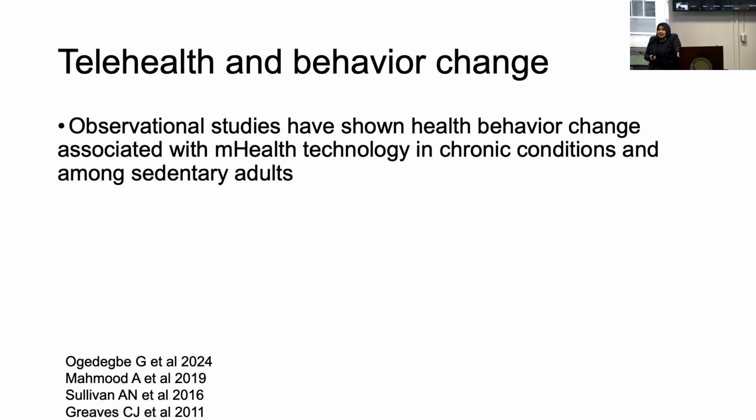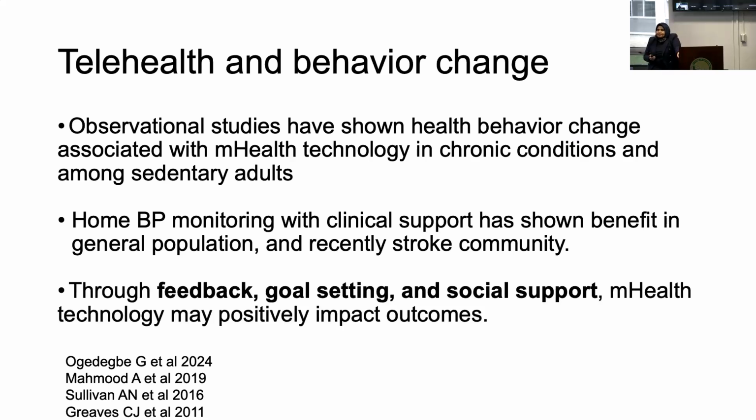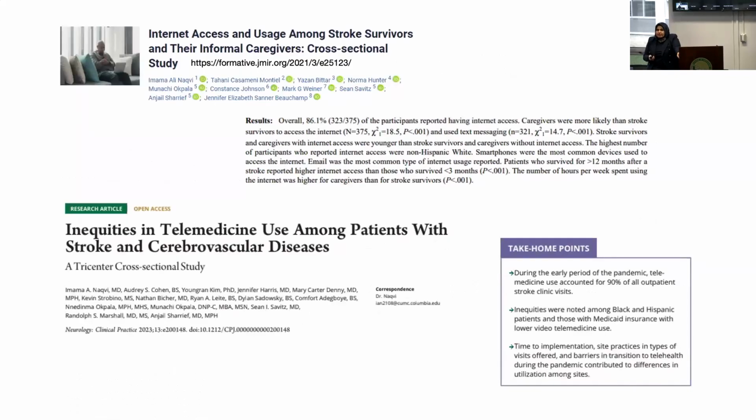And then thinking about telehealth, we know that observational studies show that you can have health behavior change with chronic conditions. And also that home blood pressure monitoring works in the stroke community more recently. So perhaps the feedback that these people are able to get may help with their self-management. So with that endeavor, we did a couple of studies, first to understand, do stroke survivors have access? Do they have internet? Do they have usage amongst the stroke survivors and their informal caregivers? And the answer is yes. Based on Pew Center data, compared to the caregivers that actually had more access, acute stroke survivors perhaps not as much. And then, of course, there are inequities in telemedicine.